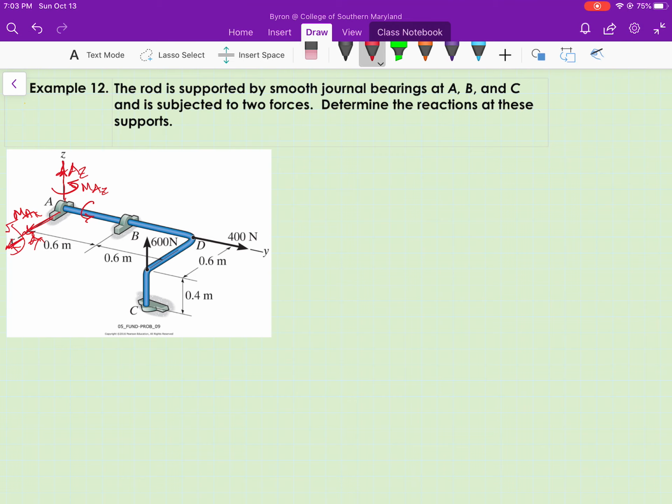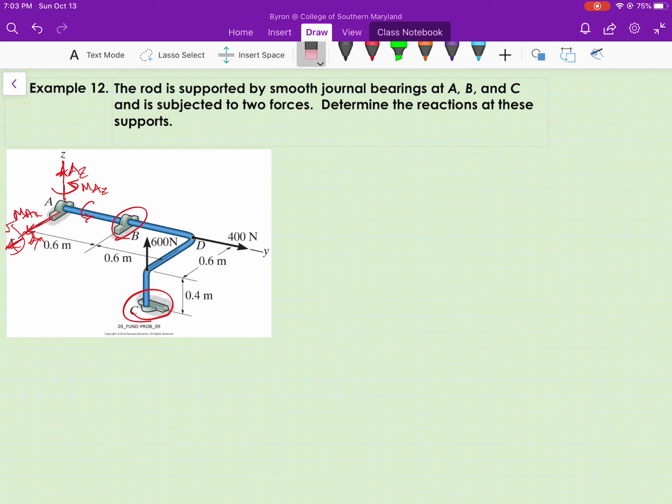But here we have the case that was discussed in lecture 12, where we have multiple journal bearings, and the force reactions alone at each of the three journal bearings are adequate to support the bar, the rod, and therefore these moments are not created. There are no moments created about the supports at A, B, and C.